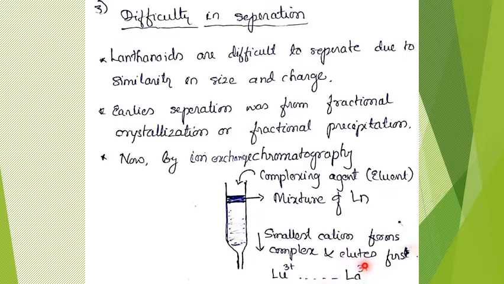Because of its larger size, its complexing ability will be less, and therefore it starts forming complex at the end, and because of which it comes out in the end. So this is about lanthanoid contraction and its consequences.